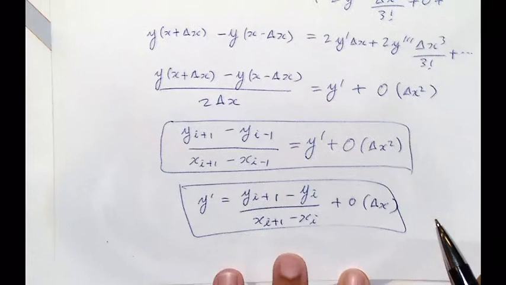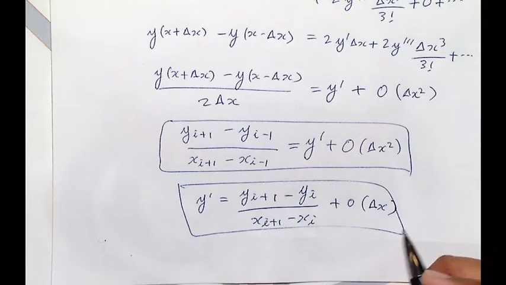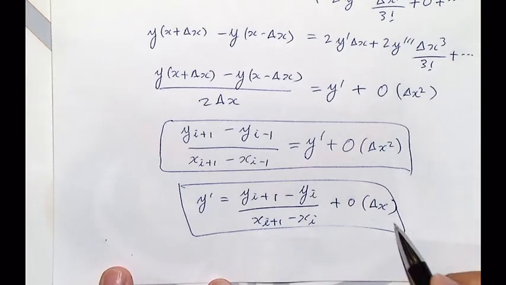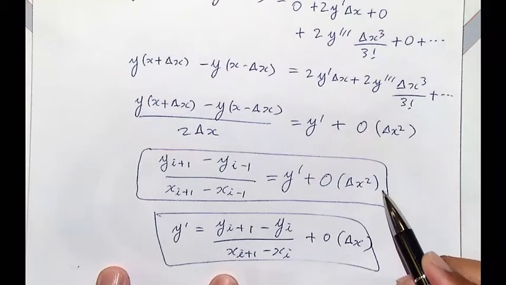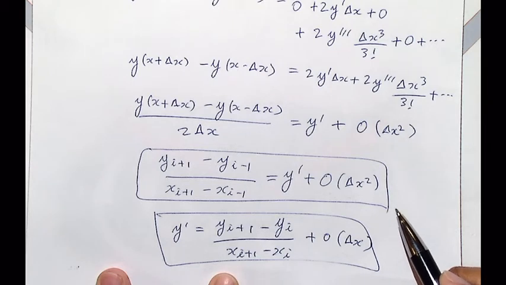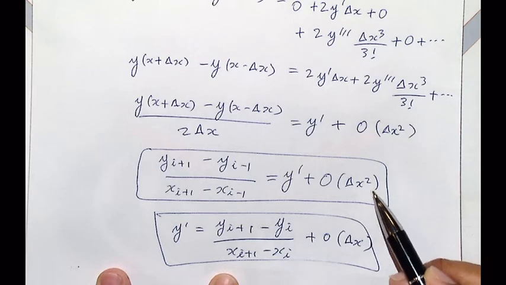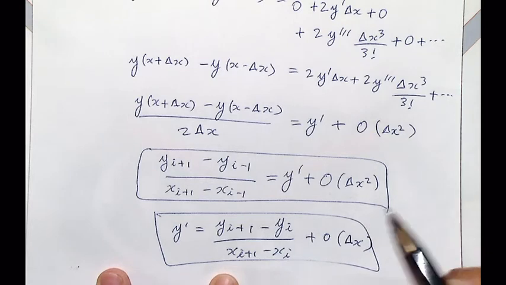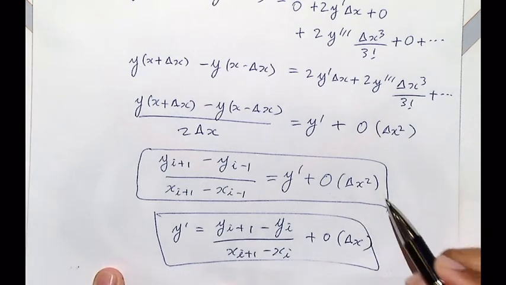Okay. In practical terms, if I halve my delta x, in this case the error will also halve, right? But in the first case, if I halve my delta x, what will happen to the error? The error will drop 4 times. If I decrease my delta x by 2, the error will decrease by 4. Okay? So that's basically what order of accuracy means.